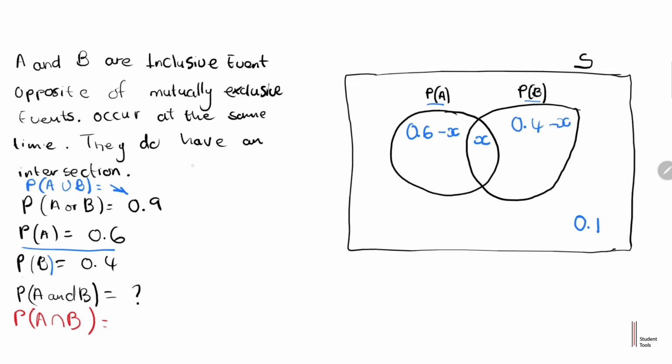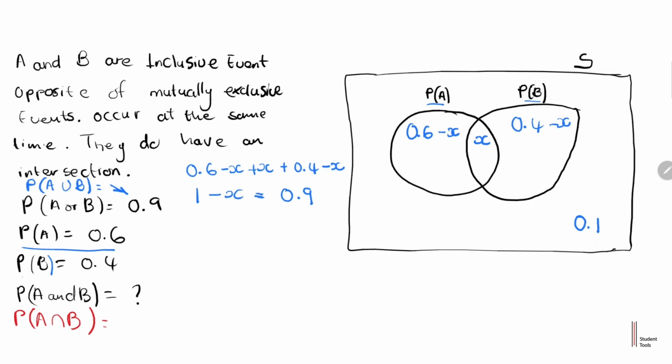Okay, so we have 0.6 minus X plus 0.4 minus X. We have 0.6 plus 0.4, so that is equal to 1. And then we have minus X plus X, that is a 0. And then we have this minus X, so that will give us a minus X here. And all this is equal to 0.9.